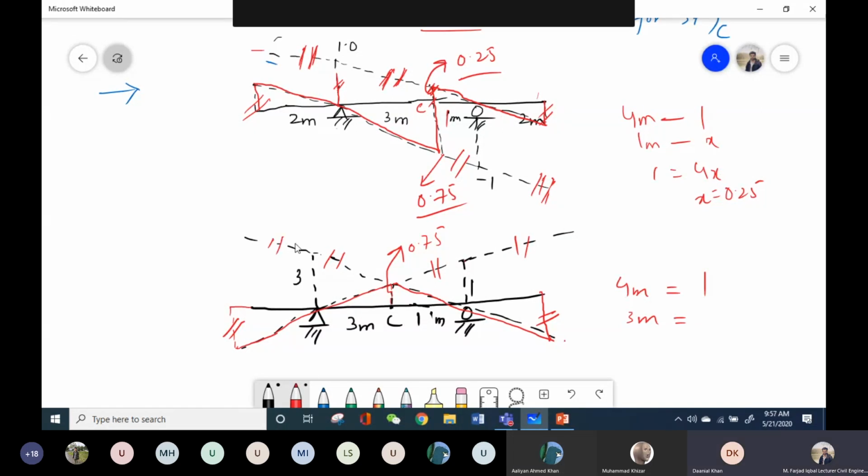But again, I leave it to you to try it for other types of beams and see whether it works or not. Yes. Excuse me, sir.